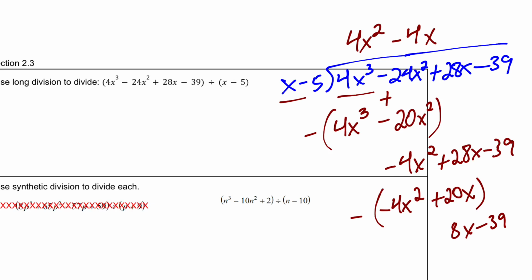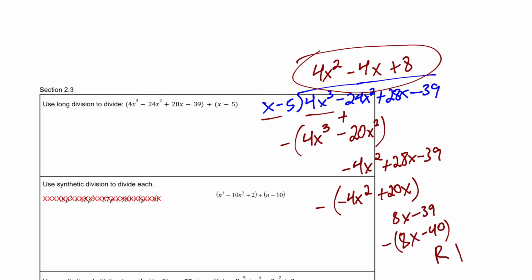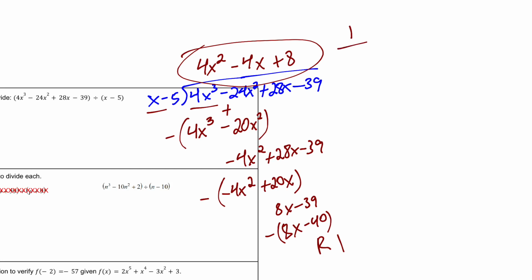How many times does x minus 5 go into this? 8 times. And if I multiply that, I get 8x minus 40. Let's subtract this whole thing. My remainder is 1. So this is my answer. And if I wanted to write my remainder, remember that it's 1 over x minus 5.